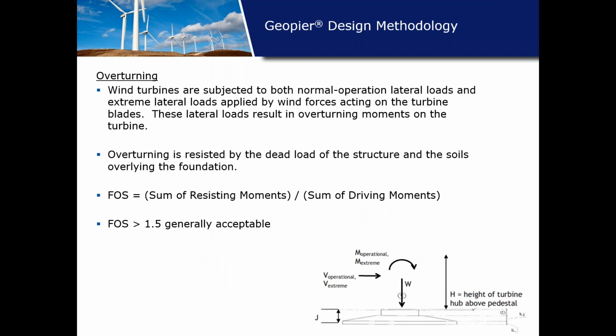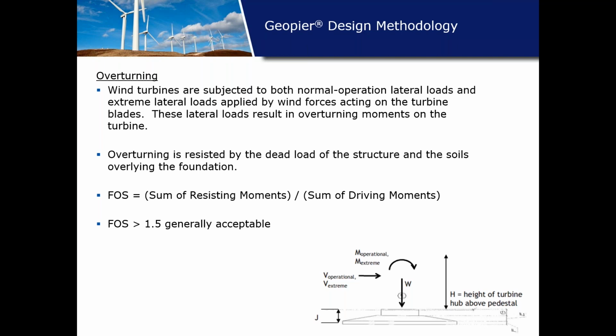All right, lastly, we analyze overturning. Overturning is simply evaluating the sum of the resisting moments versus the sum of the driving moments. The resisting moments for a wind turbine are the dead weight of the superstructure, the foundation, and the soils on top of the foundation. And the driving moments are induced from the wind shear that we talked about much earlier.